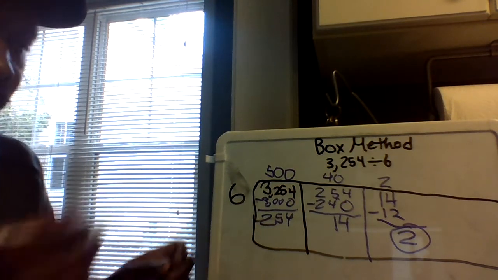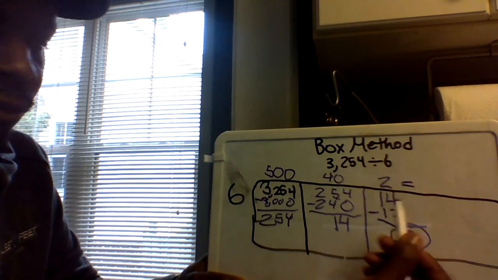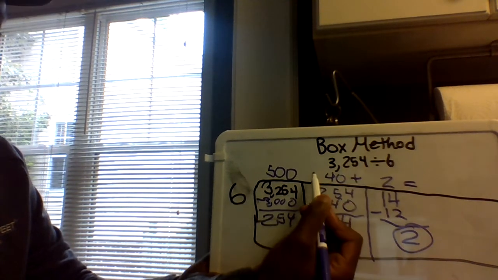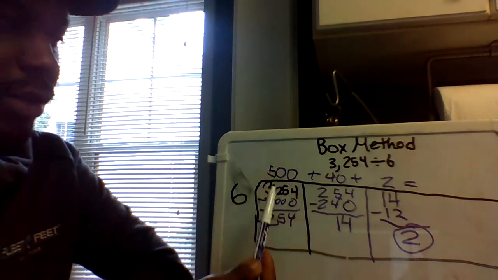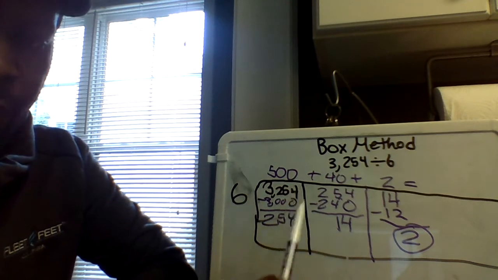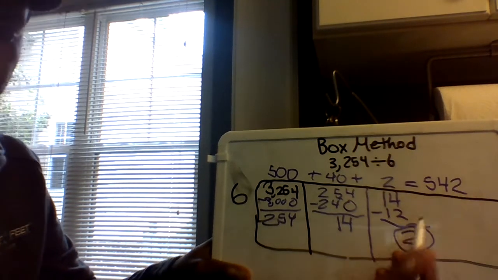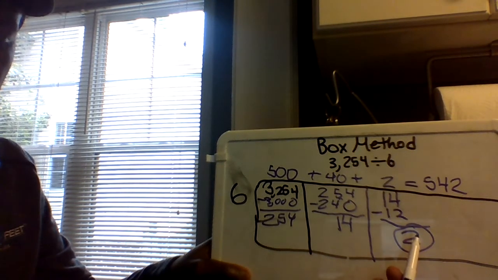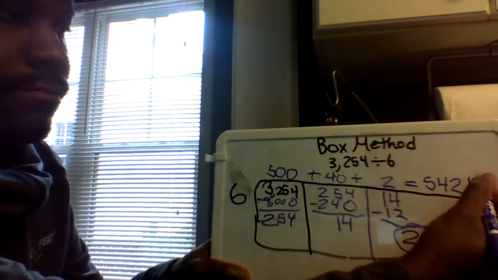Now, this is the critical part. You got to put an equal sign right here after the 2 because you're going to add this up. So the numbers up top, we're going to add. What's 500 plus 40? 540. What's 540 plus 2? 542. And I can't forget about this part down here with my remainder as 2.